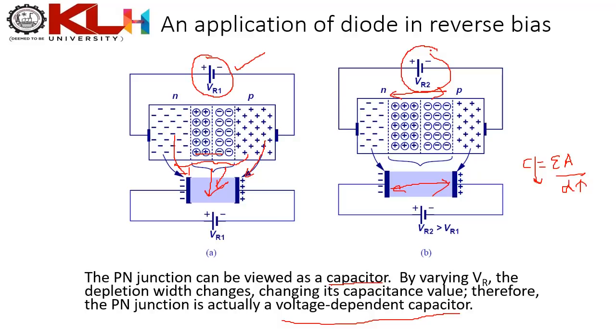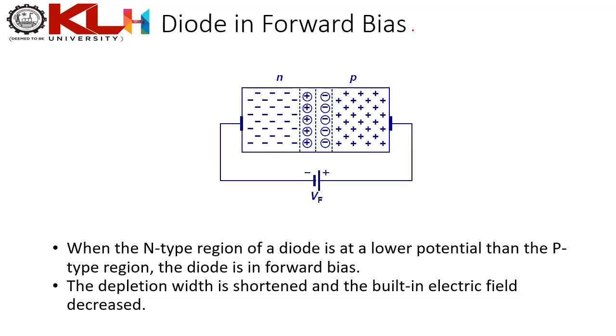Moving forward, now we'll look at the diode in forward bias. When do we say that the diode is in forward bias? When the n-type region is at a lower potential than the p-type region, the diode is said to be in forward bias. In this case the depletion region width is shortened.